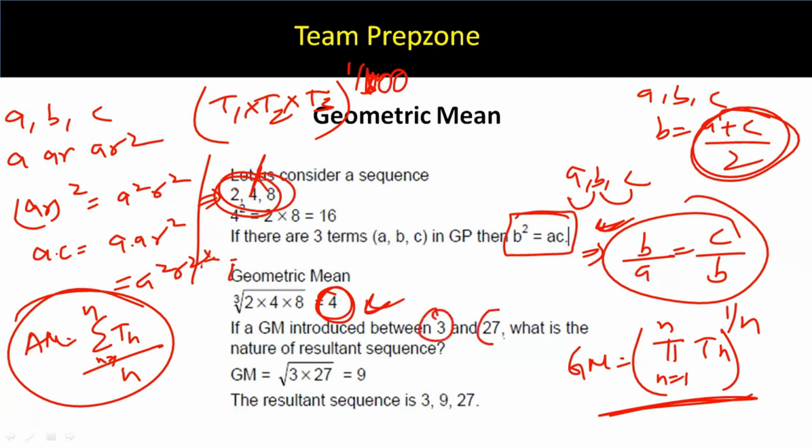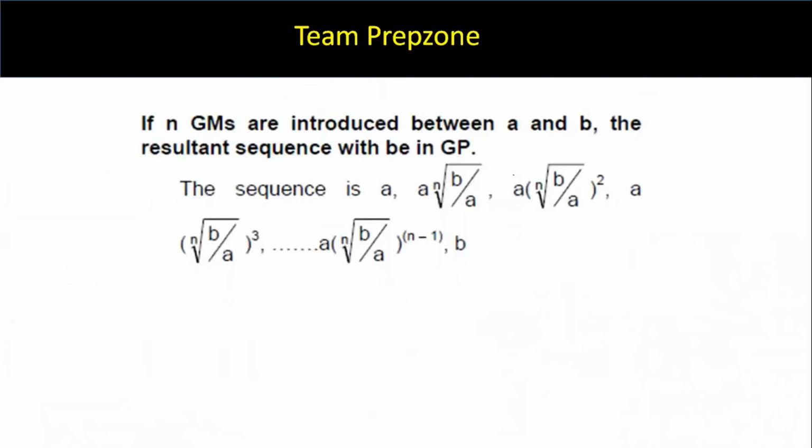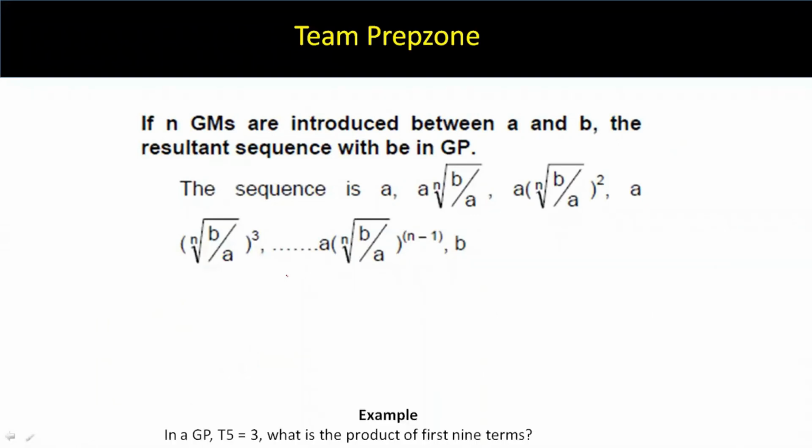Now again the same property. If you introduce a GM between two numbers, the resultant sequence will be in GP. How do you validate it? What will be the GM of 3 and 27? It is square root of 3 into 27, which is nothing but 9. So if you introduce this, 3, 9, 27 will be in a GP whose r is 3. Here in this single slide we have covered a lot of concepts. It's again the same thing. If I introduce n geometric means between a and b, the resultant sequence will still be in GP, same as how it was for AP.